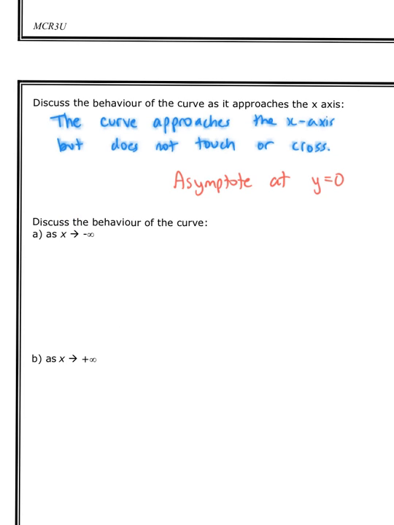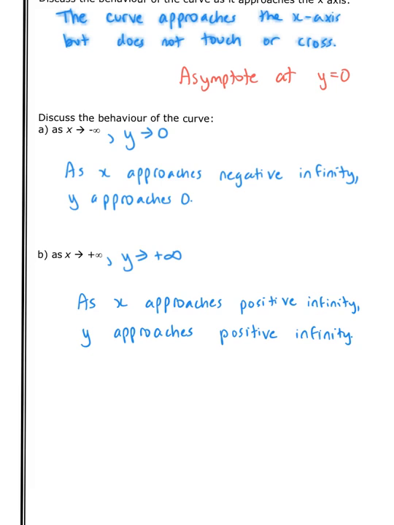So how we write that in mathematical notation, we say as x approaches negative infinity, y approaches 0. And as x approaches positive infinity, y approaches positive infinity. So this is how we write it using mathematical notation with the arrows. The arrow just means approaches. So using words, we would say as x approaches negative infinity, y approaches 0. And in part B, as x approaches positive infinity, y approaches positive infinity. So I've just written that here for you in words.